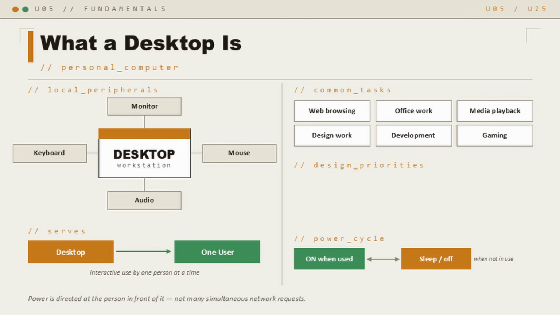Desktop systems are typically turned on when a user needs them and powered down or put to sleep when not in use. Their design priorities often include purchase cost, ease of use, quiet operation, good graphics performance for local applications, and compatibility with a wide range of consumer hardware. Although some desktops can be very powerful, their power is usually directed towards serving the person sitting in front of them rather than servicing many simultaneous requests over the network.